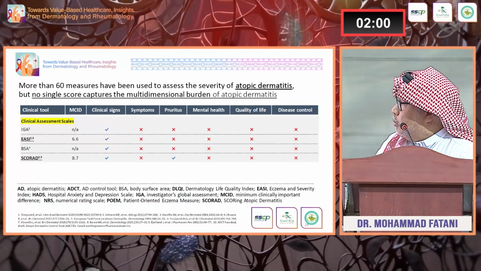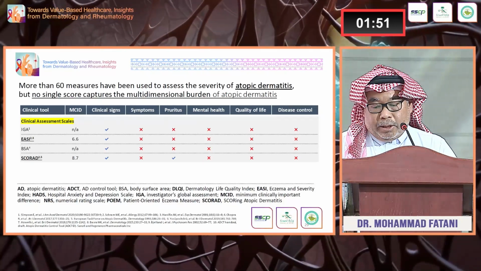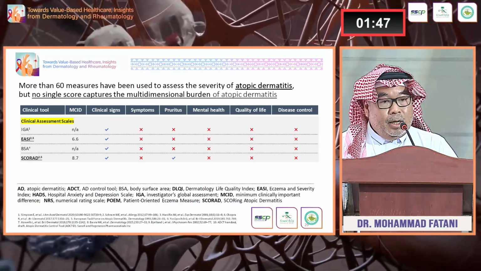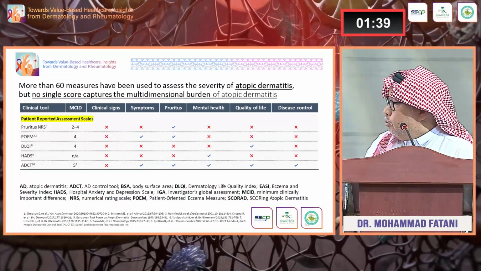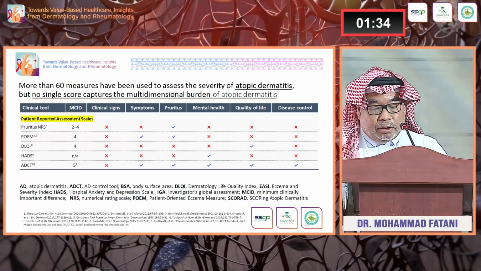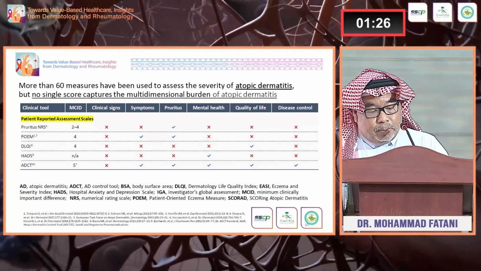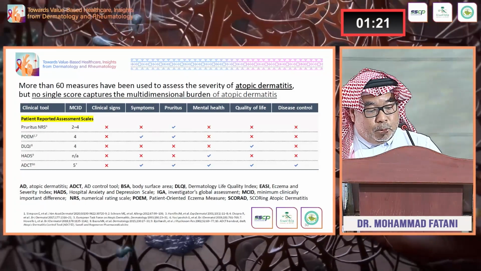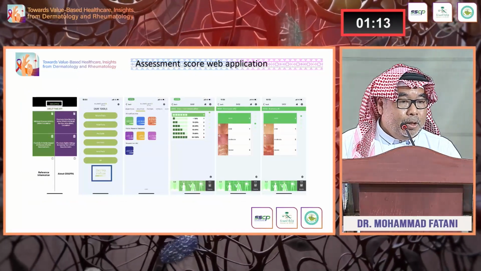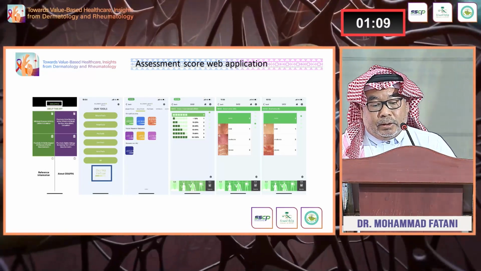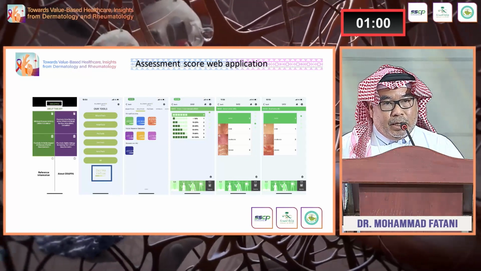So in summary, unfortunately, there is no single score that can capture the multidimensional burden of atopic dermatitis. As you can see, most of the assessment tools measure only the clinical signs. Maybe SCORAD covers clinical signs and pruritus. Among the patient-reported assessment scales, DLQI only measures quality of life, POEM measures symptoms and pruritus, while ADCT may cover symptoms, pruritus, mental health, quality of life, and also disease control. In the end, you can find the assessment score web application on the internet. If you use these tools, it is easier than calculating by equation.